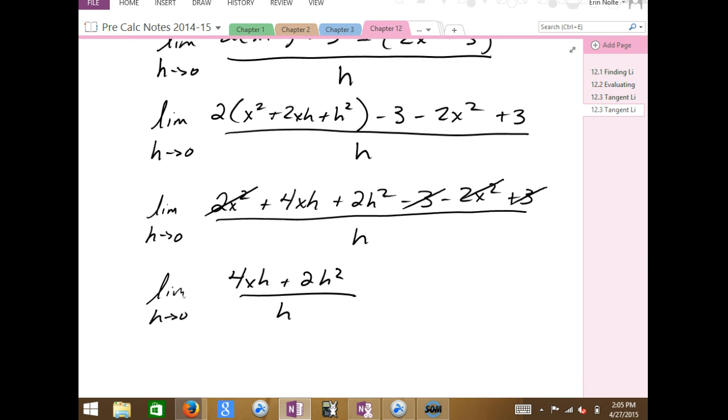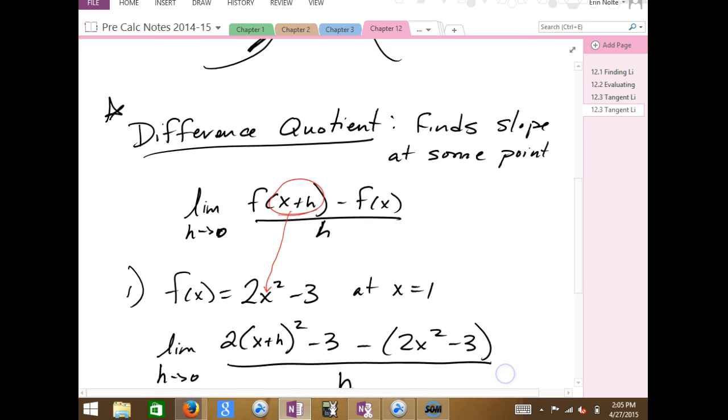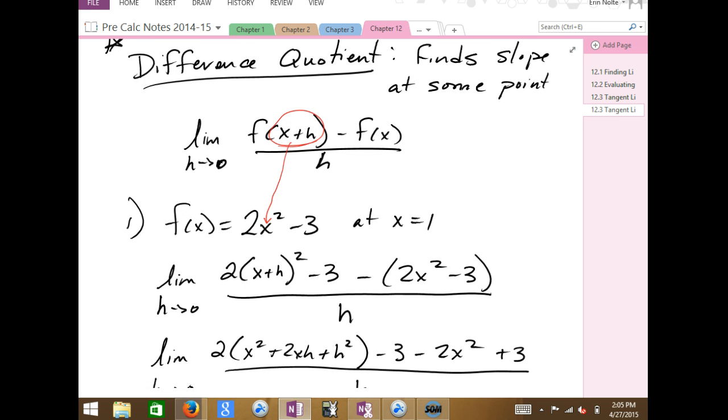When it gives it to you, it says f of x equals 2x squared minus 3. And then it says at x equals 1. I'll show you. That's the end part. That's what you plug in at the very end. After. That's what they're saying.